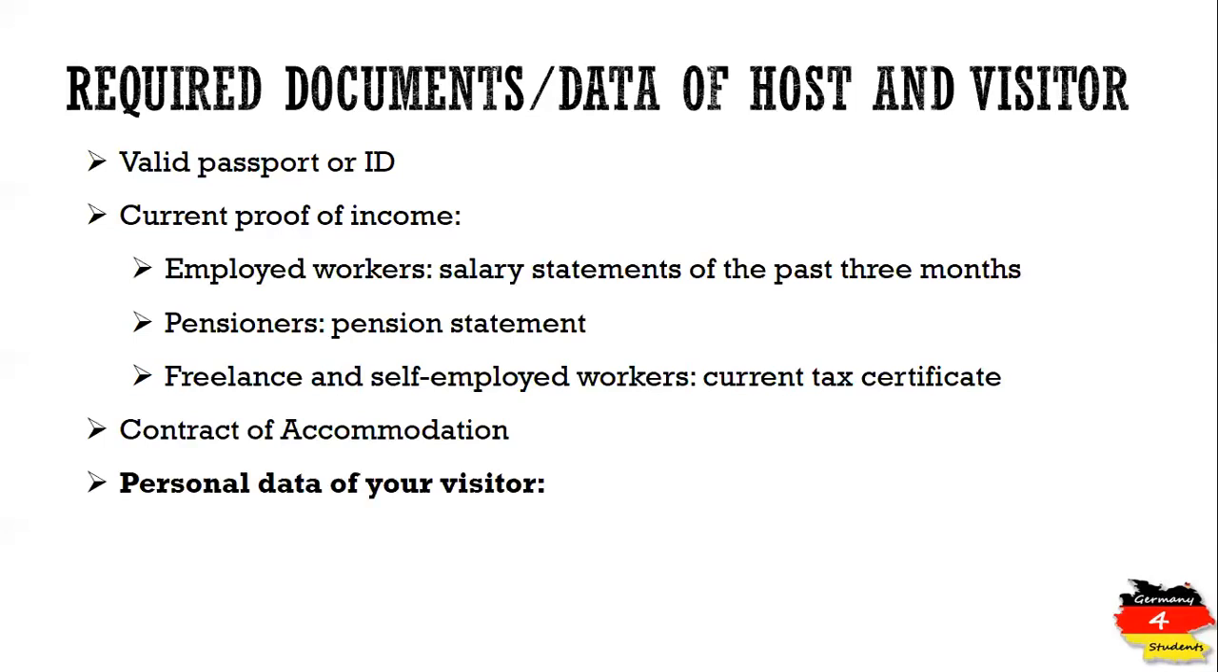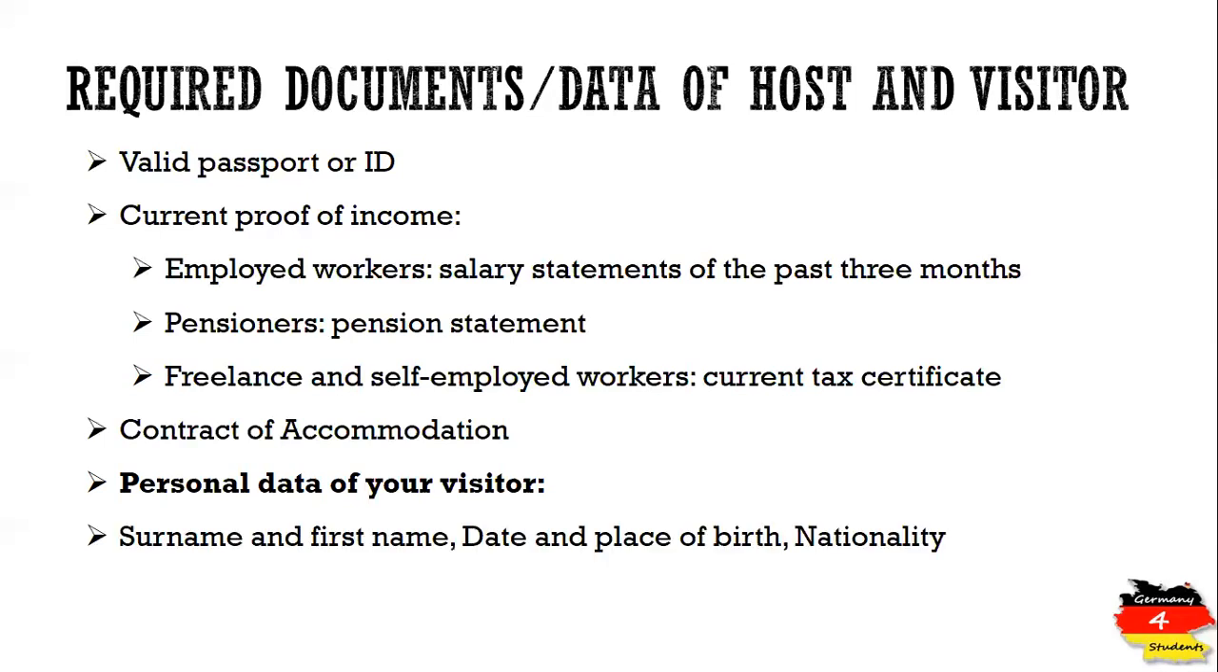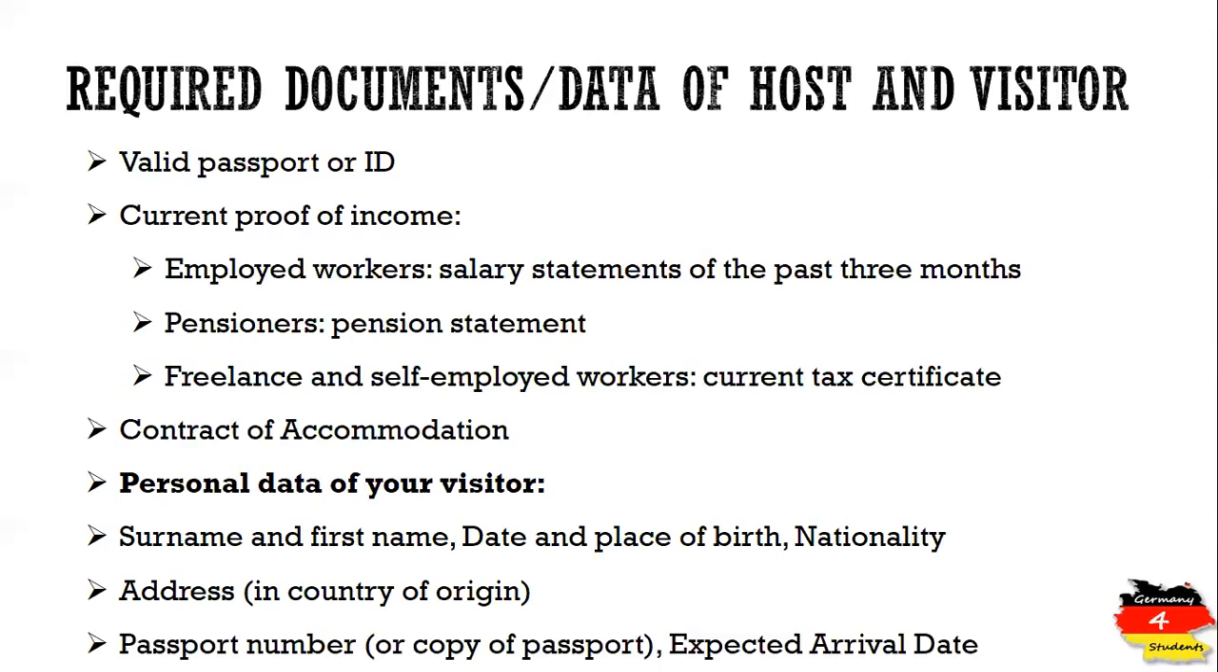Now you will also require the personal data of your visitor, and this personal data is surname, first name, date and place of birth, nationality, address in the country of origin, and the passport number along with the expected date of arrival. So you must provide this information at the time of visiting the Ausländerbehörde. So if you do not know the expected arrival date, it's important that you first talk with the visitor and then visit the Ausländerbehörde so that you know the expected date of arrival.